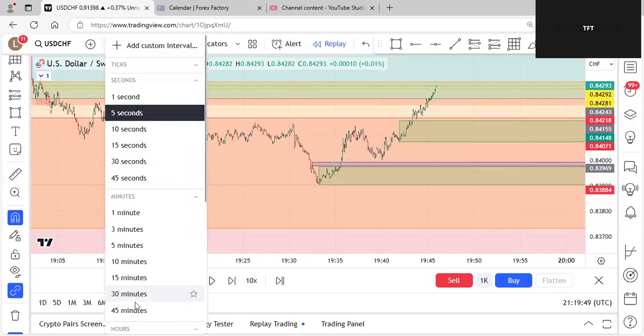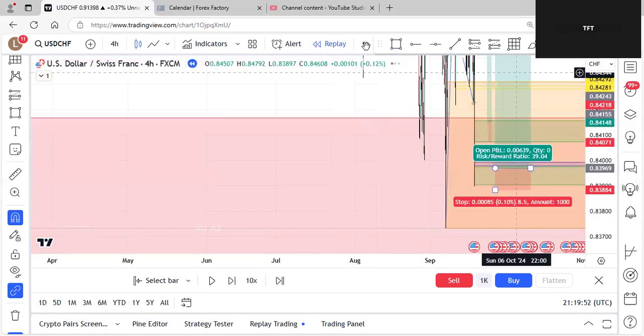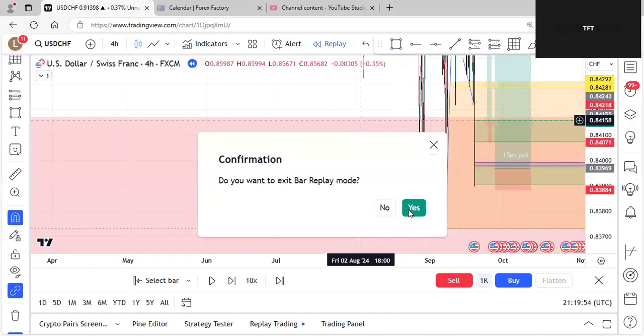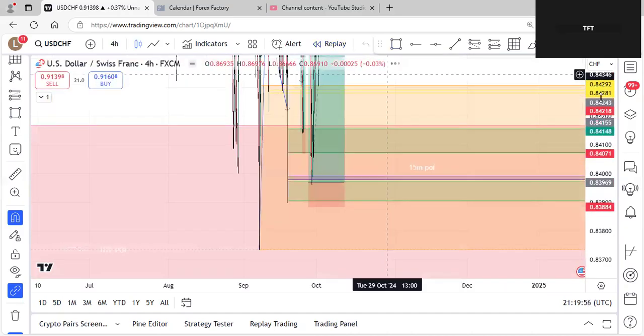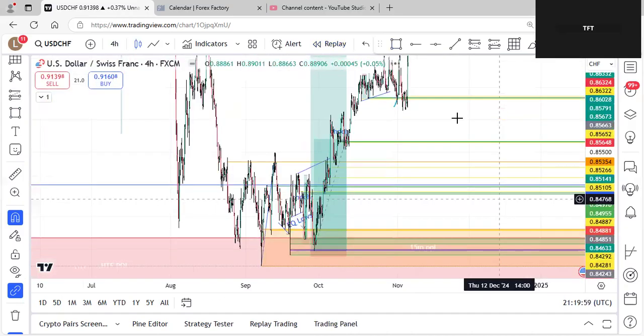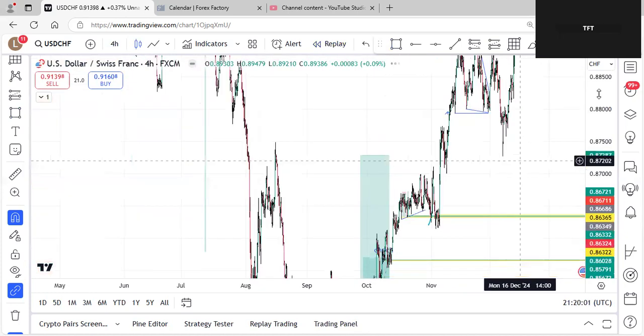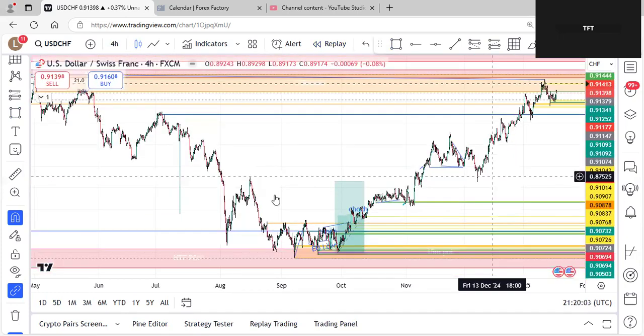So let's go back to the 4. Yeah, pending confirmations, obviously it's broken. It's given us signs on multiple timeframes that it might want to go higher, and then obviously it's gone higher ever since.